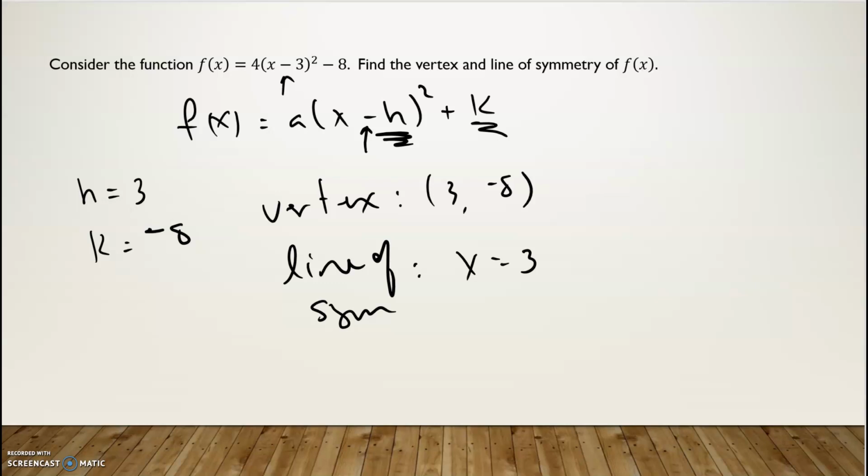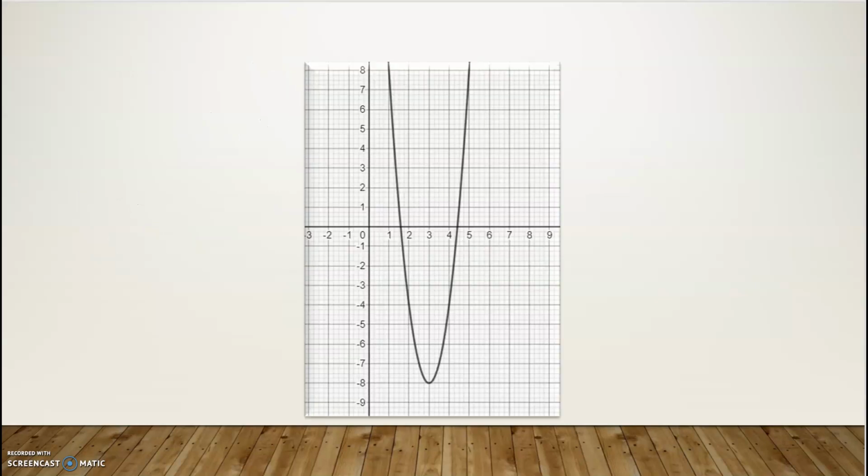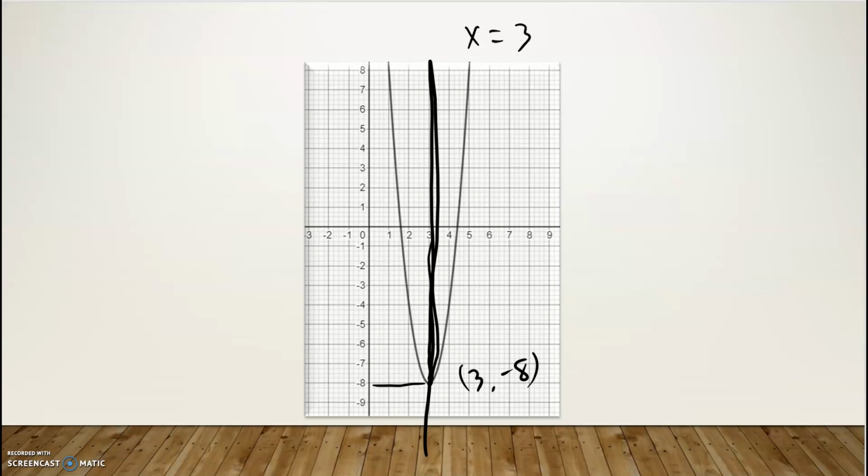Okay, so now let's look at the graph of this function. Notice here's our vertex right there. So 3, negative 8, that's what we found for our vertex. The line that goes straight through it, the axis of symmetry that goes through the vertex. Sorry, I got those backwards. 3, comma, negative 8. So the line of symmetry is x is equal to 3.